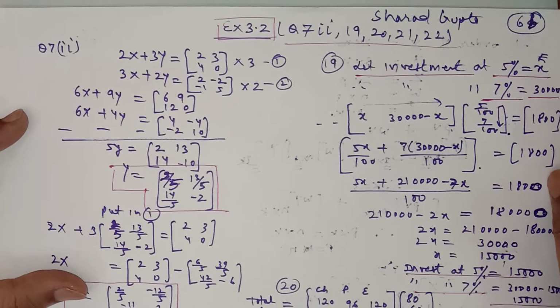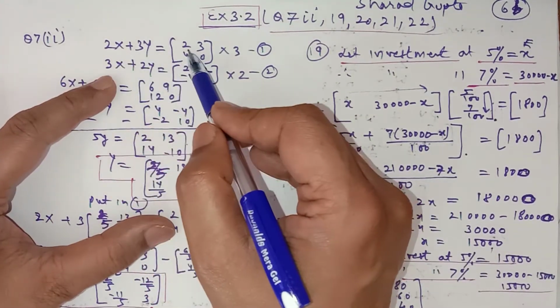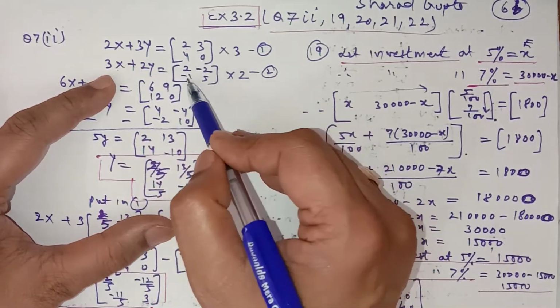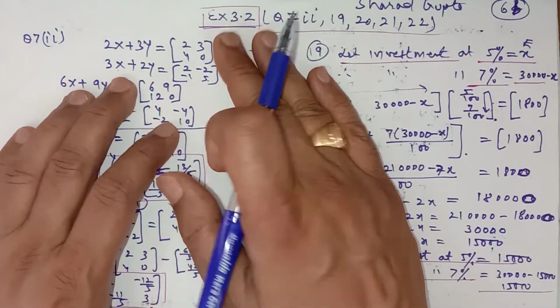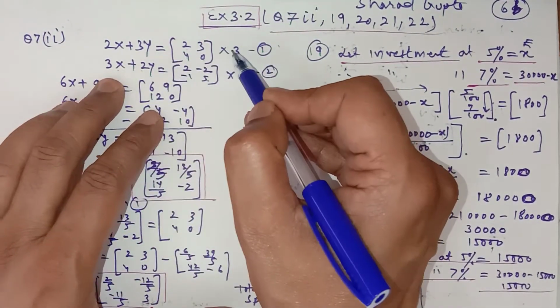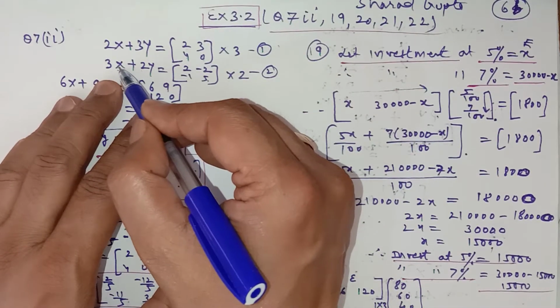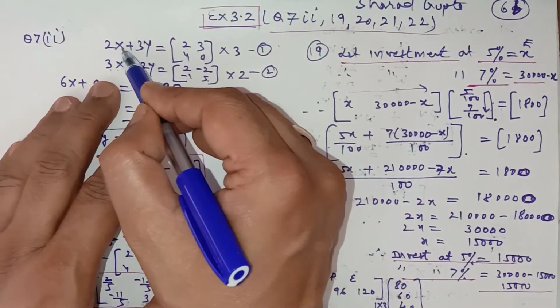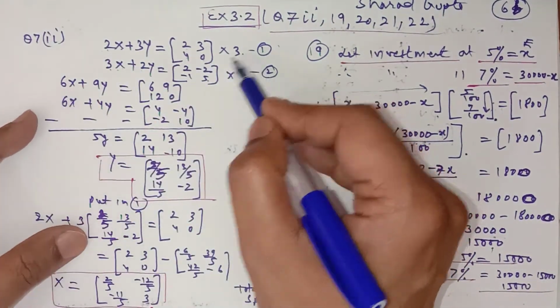Now in the remaining questions of this exercise, in question number 7, second part, it is given that 2x plus 3y is equal to the matrix 2, 3, 4, 0, and 3x plus 2y is equal to 2, minus 2, minus 1, 5. Now you can solve it simultaneously. You know how to solve this simultaneously. The coefficient of x in the second equation is 3, so multiply the first equation by 3, and because the coefficient of x in the first is 2, multiply the second equation by 2.